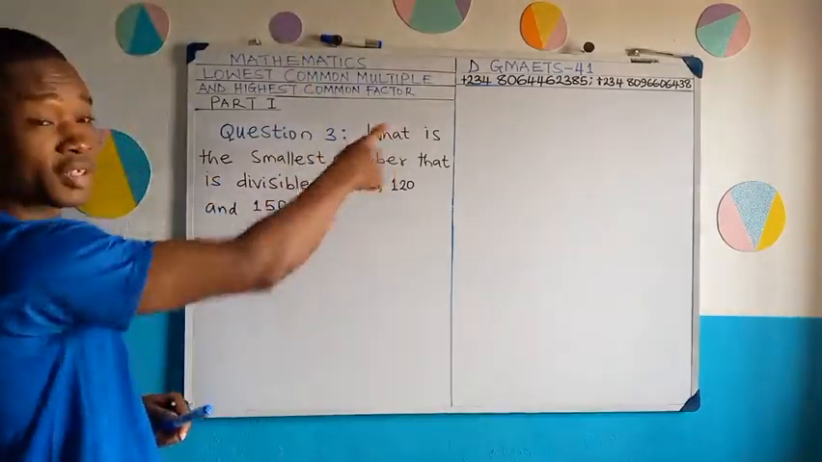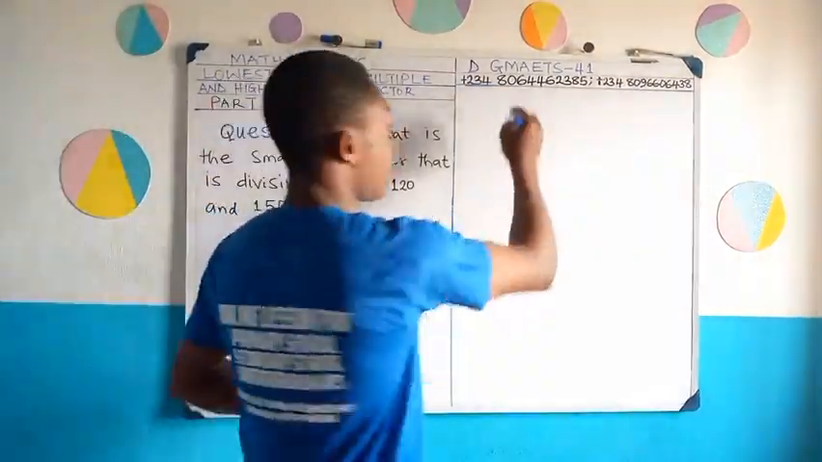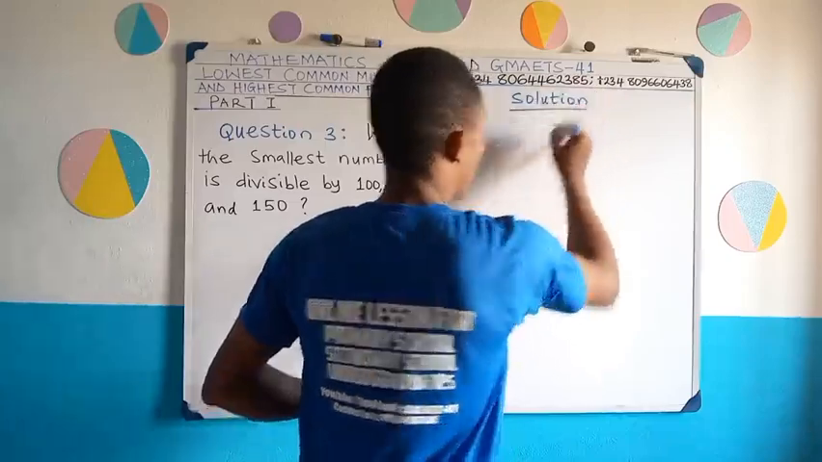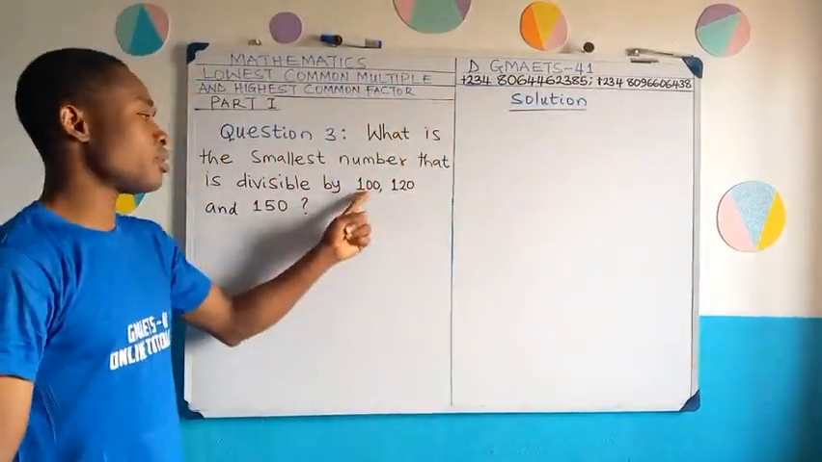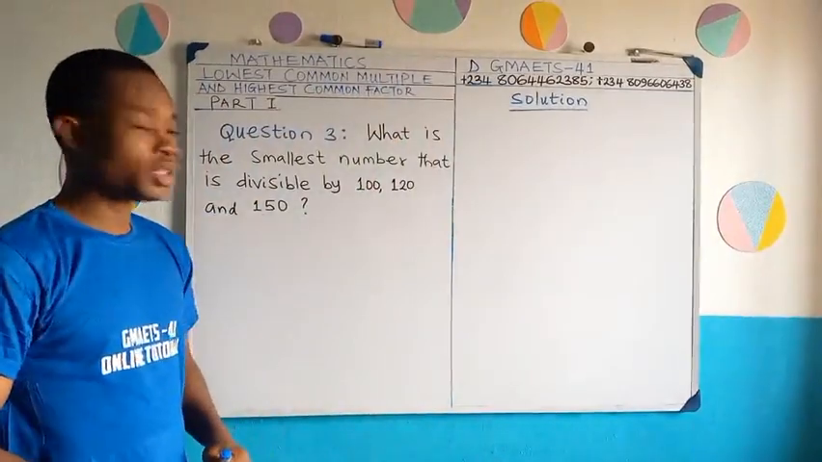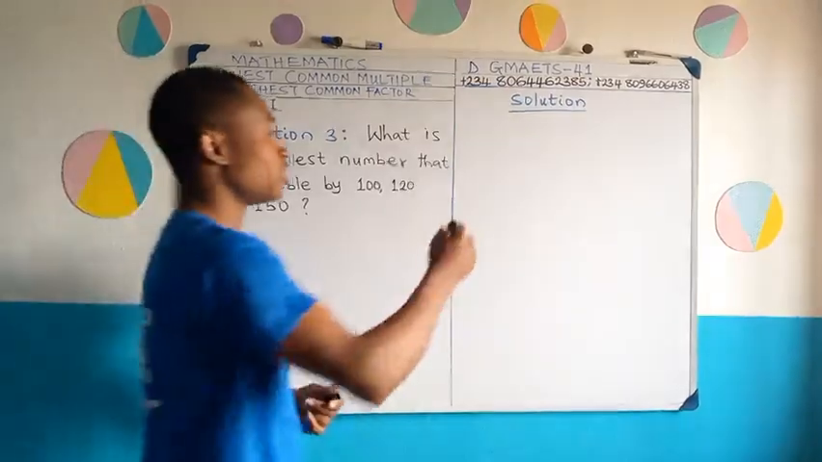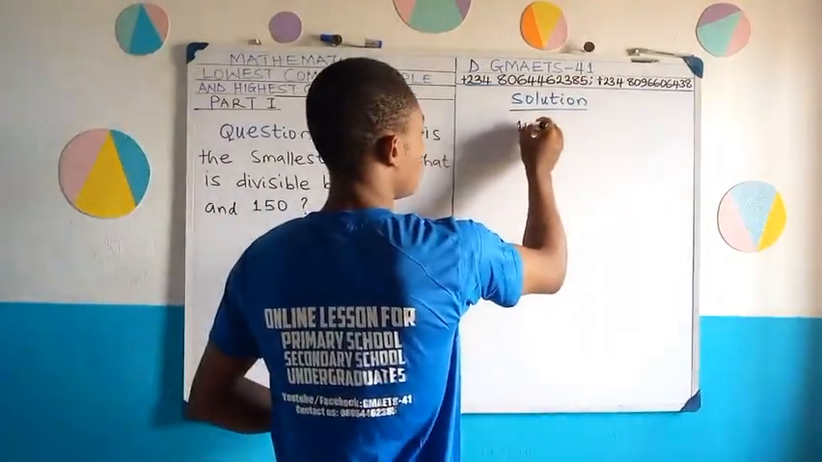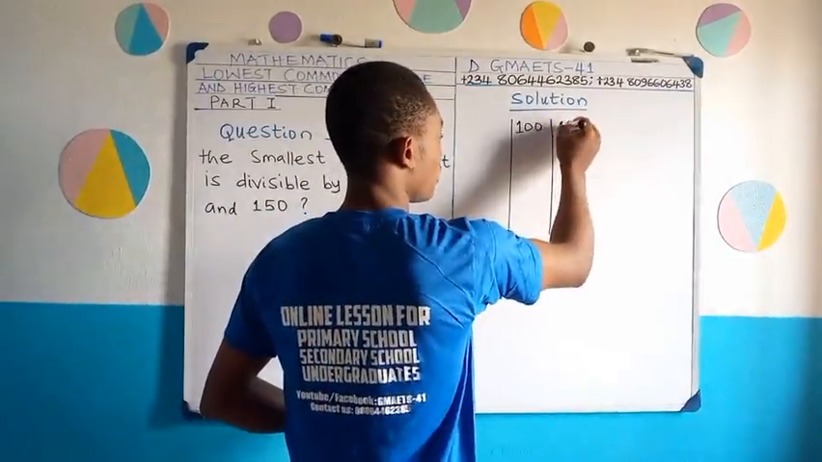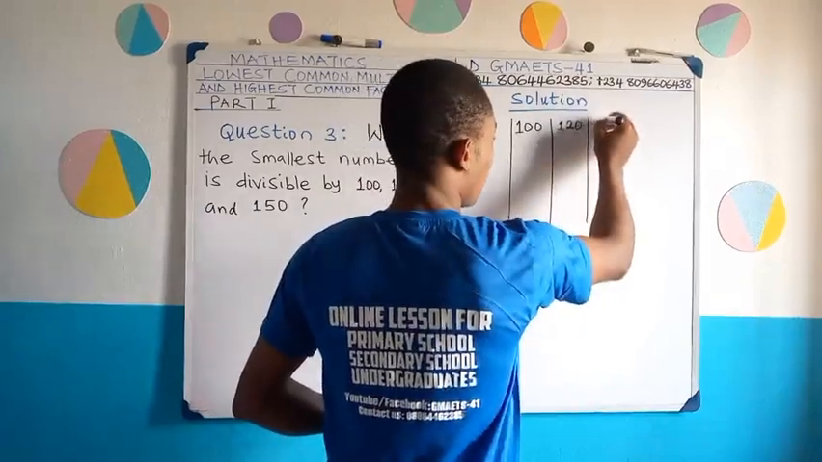Okay, so let us see how we solve this question. I'm going to solve it on the other side of the board. And we are going to be fast in that. Solution. I will draw how many columns here? 3 columns, because we are looking for the LCM of 100, 120, and 150. So we have 100, 120, 150.